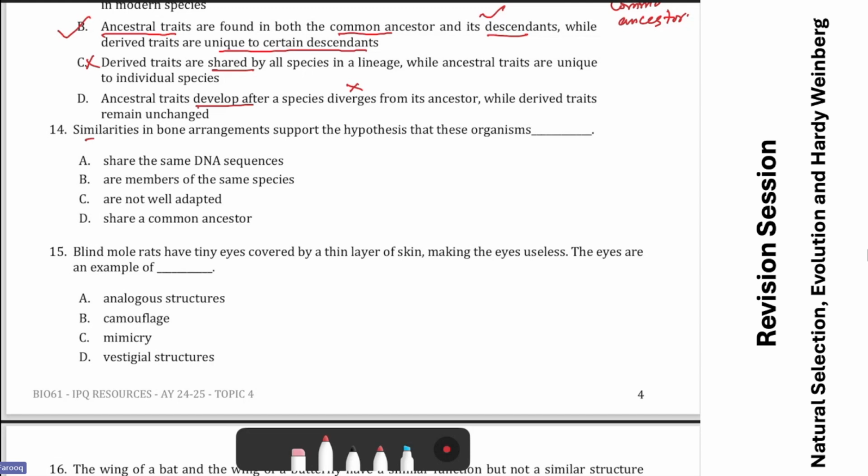Similarities in bone arrangement. Similarities in the bone arrangement support the hypothesis that these organisms... So similarities in arrangement, it is homologous structure.